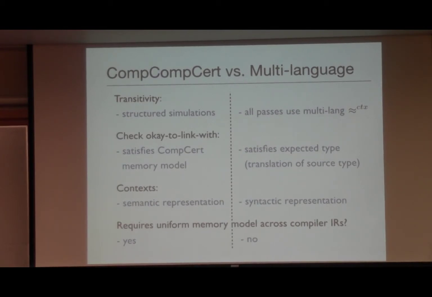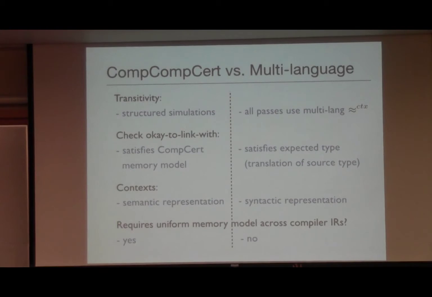All right, how does compositional CompSearch check that something is okay to link with? Well, I've already said that ET prime has to satisfy the CompSearch memory model. How do we check that something is okay to link with? We're saying we're building type preserving compilers, so we will only be able to link with an ET prime that is well-typed and has translation. But it has to be a translation of the source type. So now that means you need a typed target. You can take this as a good thing or a bad thing. I take it as a good thing.